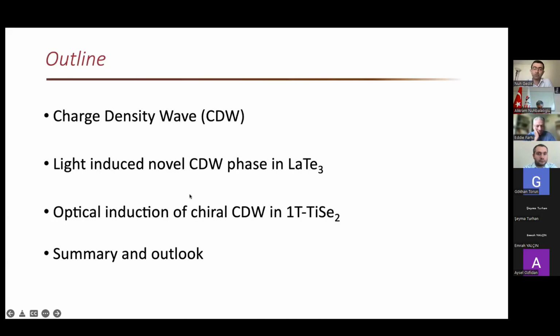First, I just want to introduce you to charge density waves in case there are some people who are not familiar with these. And I'll give you two examples. One of them is this material, lanthanum tritelluride. It's a charge density wave, and I will show you that I can use light to induce a new state that doesn't actually exist in equilibrium. In the second part of my talk, if I have time, I will show you that I can use circularly polarized light to make the charge density wave state in this material chiral.